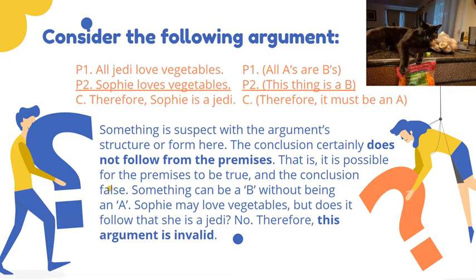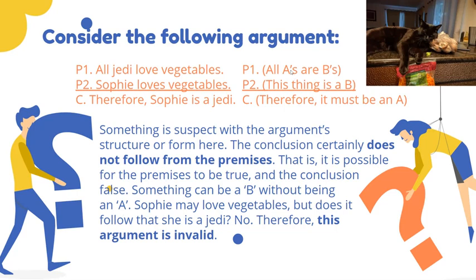So let's say we have this argument. All Jedi love vegetables. Sophie loves vegetables. Therefore, Sophie is a Jedi, which would give us the form all A's are B's. This thing is a B, therefore it must be an A. Well, something's wrong with this argument form, right? The conclusion does not follow from the premises. That is, it is possible for the premises to be true and the conclusion false. Something can be a B without being an A.